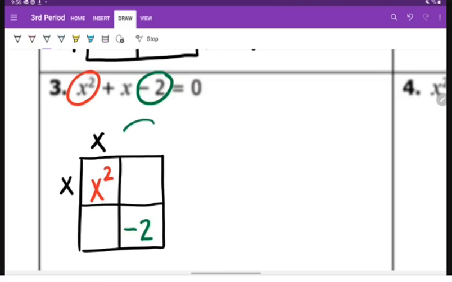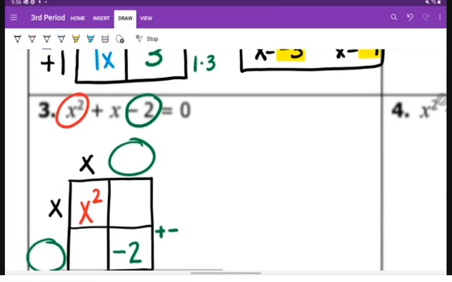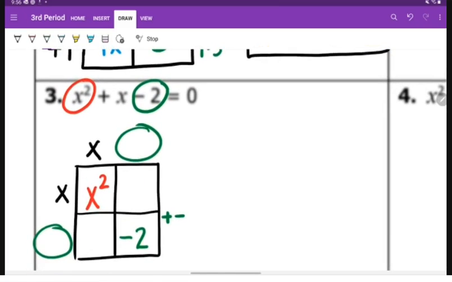But now let's think about the numbers that would need to go into the other blanks. These two numbers have to multiply together to give us a -2. So think about your signs. If they multiply together to give you a negative, that means one of them has to be a positive and the other one has to be a negative. There's no other choice. We're going to have to figure out which one is the positive and which one is the negative.